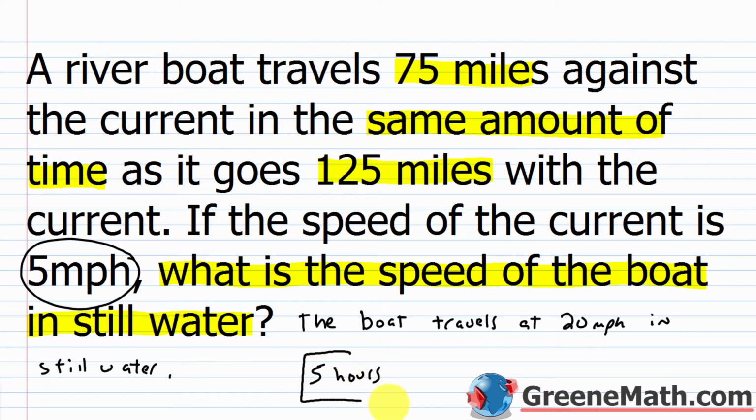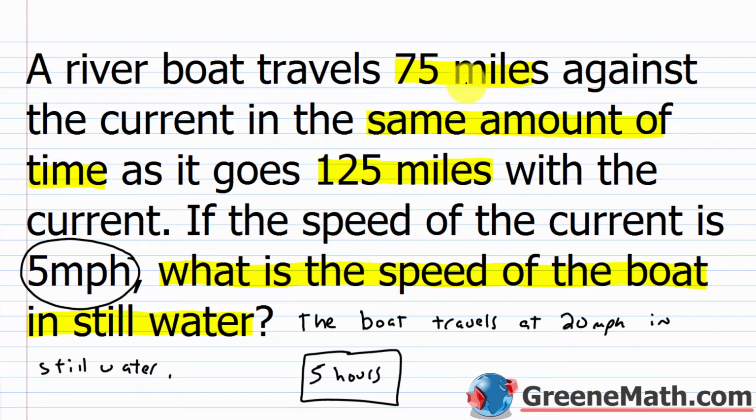Now, it says same amount of time as it goes 125 miles with the current. So in 5 hours with the current, if I go with the current here, I'd take 20 miles per hour and I would add the speed of the current to it. So now it's 25 miles per hour. What would that do in 5 hours? Well, 25 times 5 is 125, so that's accurate, right? It would go 125 miles in the same amount of time as it goes 75 miles.